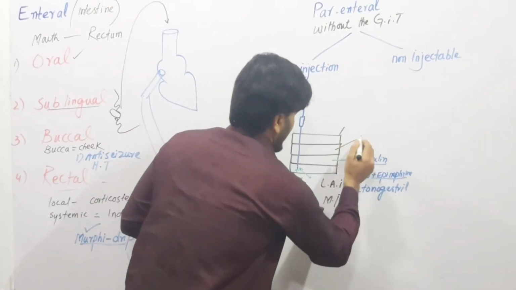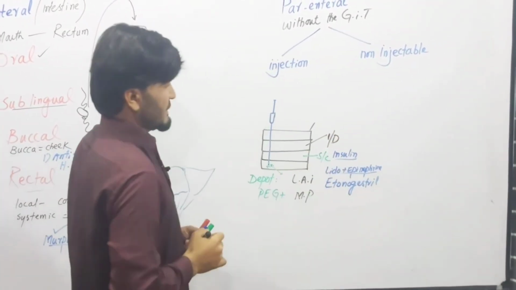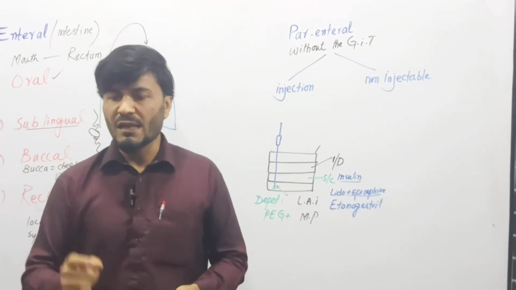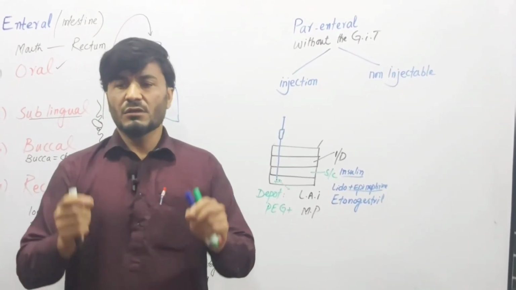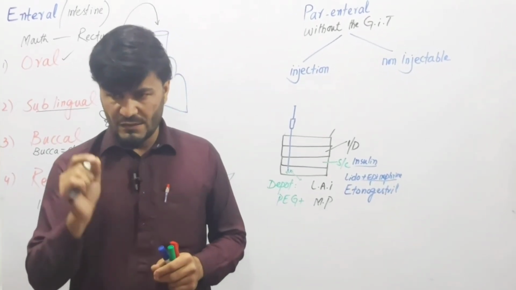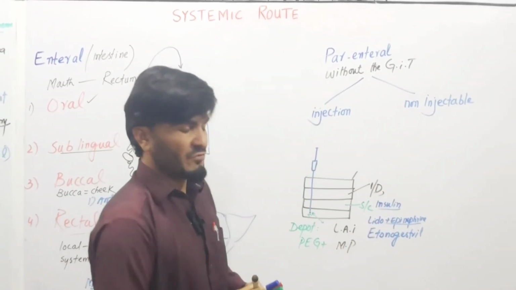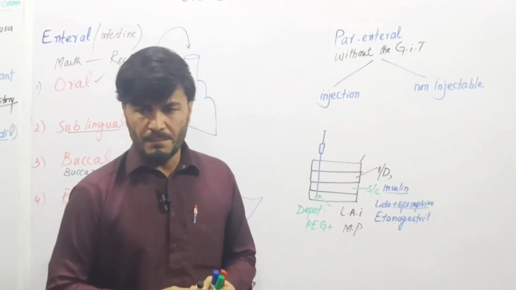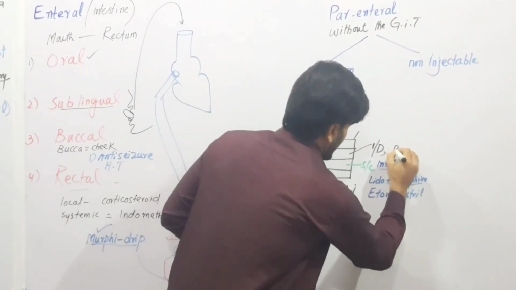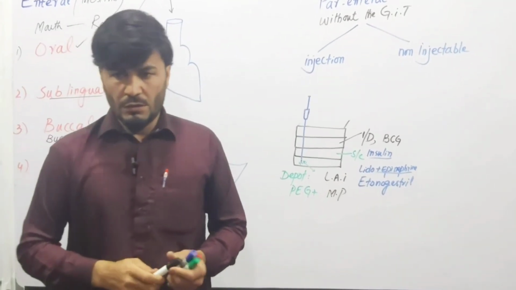Another injection is made in the dermal layer, that is intradermal injection, and this route is majorly used for allergy testing, or in the Mantoux test, in which tuberculin is injected in a small amount. Another example of intradermal administration is BCG vaccination against TB.